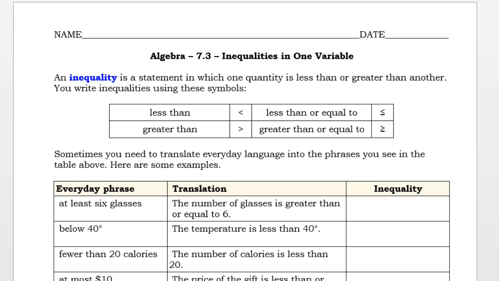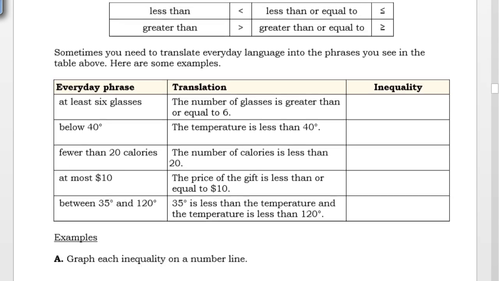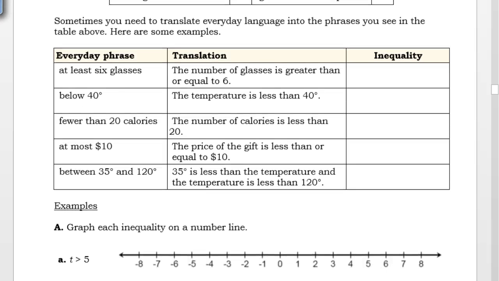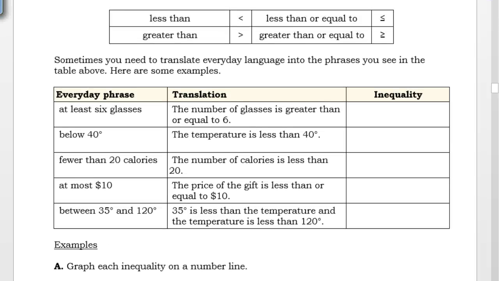When we add the little line underneath, it means less than, but also possibly equal to, or greater than, but also possibly equal to. So here we have some English phrases, and we're going to translate them into mathematical inequalities. Okay, so at least really means greater than or equal to. So if I have at least 6 glasses, the number of glasses is greater than or equal to 6.